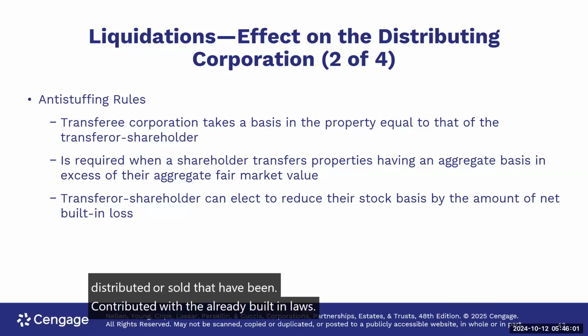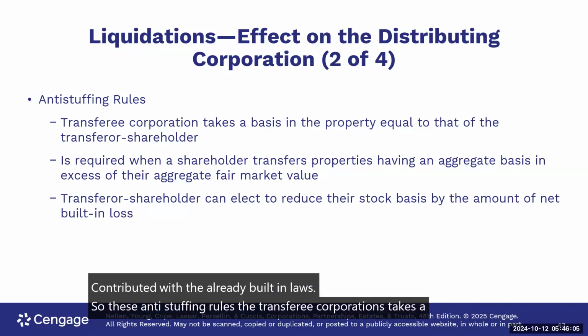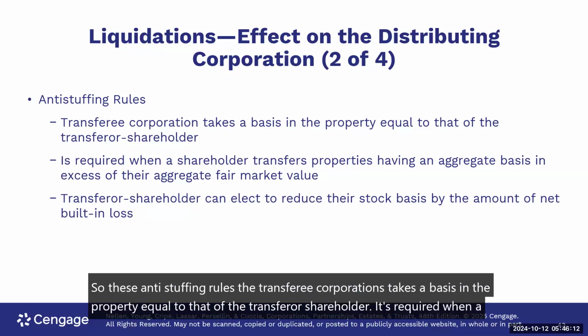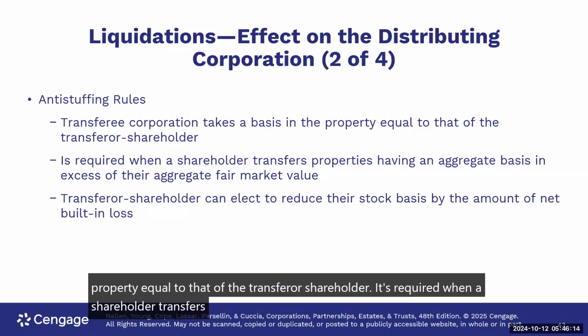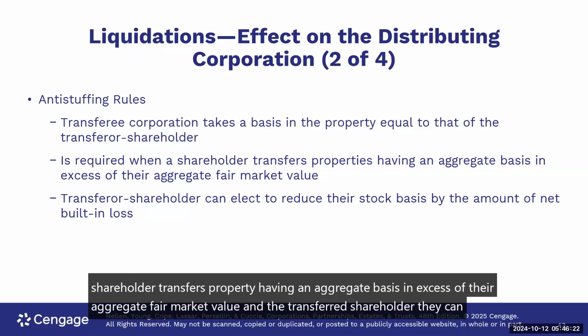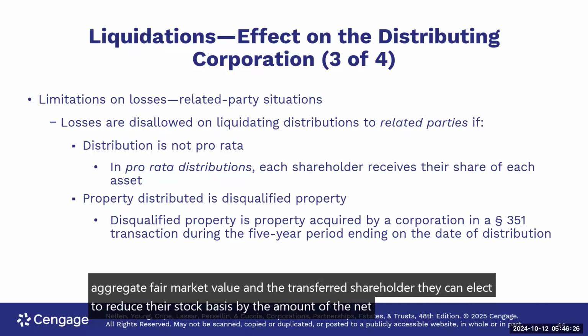With these anti-stuffing rules, the transferee corporation takes a basis in the property equal to that of the transferor shareholder. It's required when a shareholder transfers property having an aggregate basis in excess of its aggregate fair market value. And the transferor shareholder can elect to reduce their stock basis by the amount of the net built-in loss.